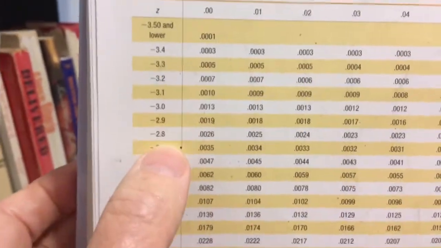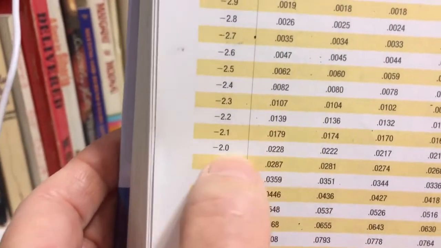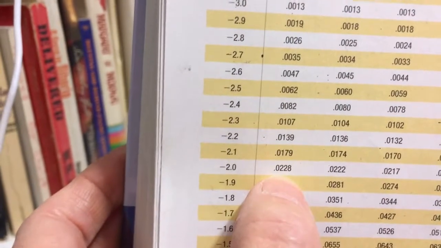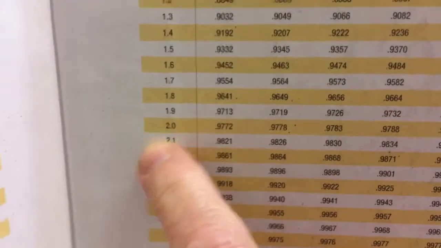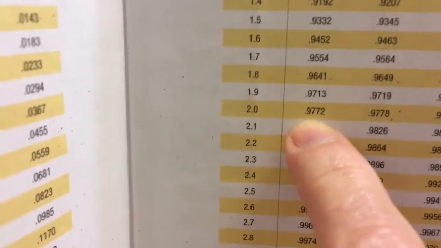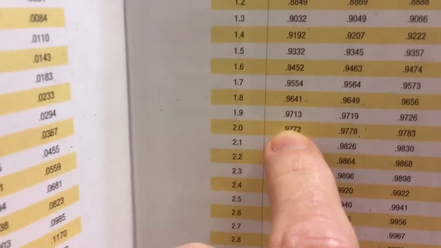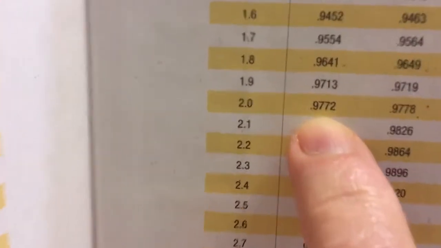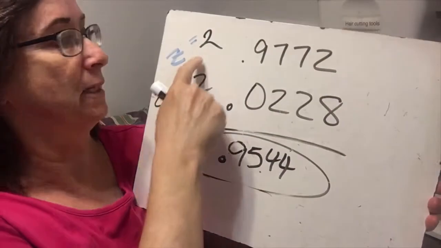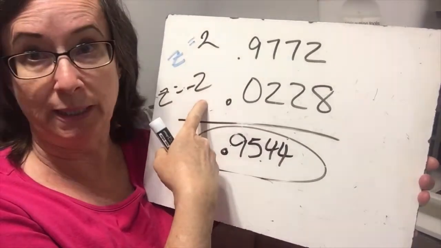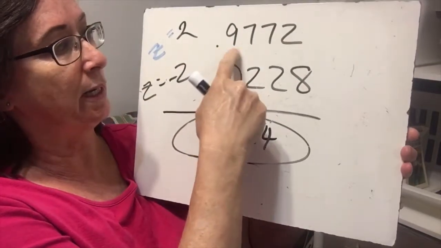Let's go to our table and look up -2.00 standard deviations, and we get 0.0228. Then over on the right, here's 2.0, and up there is 0.00. So 2.00 is 0.9772. Likewise, we looked up z for -2 first, and that was 0.0228, and we looked up z as 2, which is 0.9772.